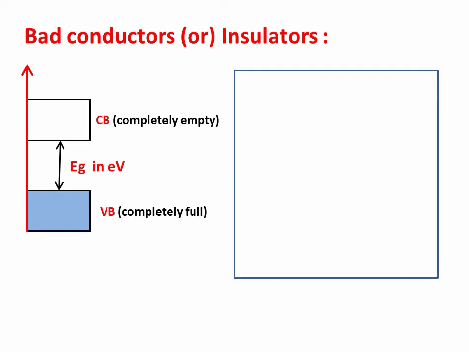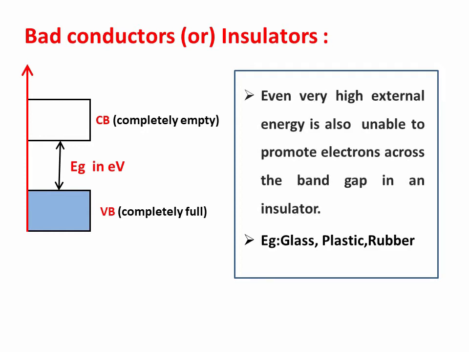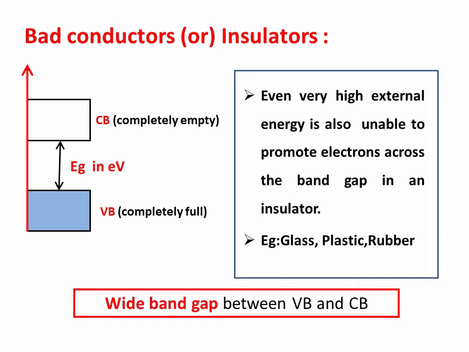Bad conductors or insulators. We can see a large band gap or broad band gap between valence band and conduction band. So, even very high external energy is unable to promote electrons from valence band to conduction band. Examples of bad conductors: glass, plastic and rubber. So, there is a wide band gap between valence band and conduction band.